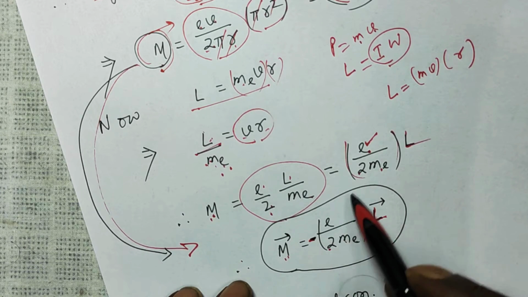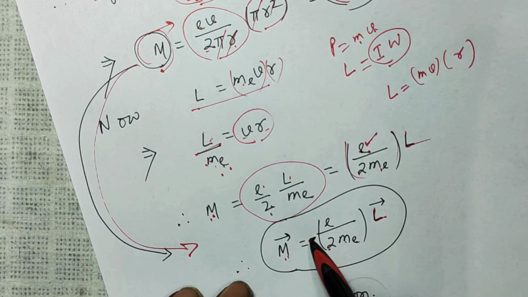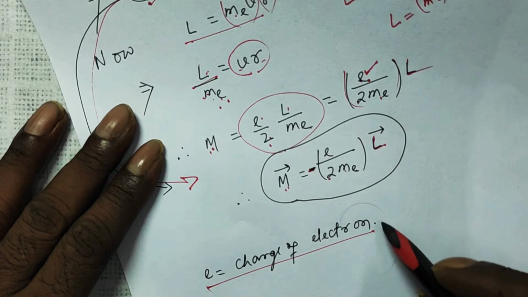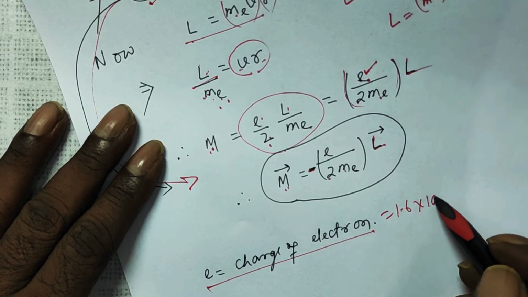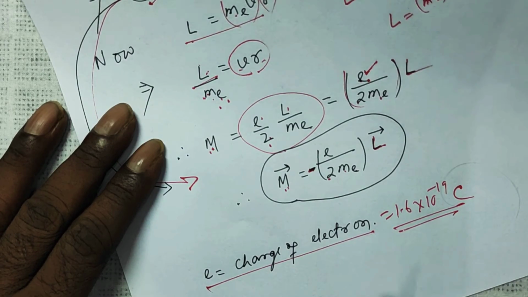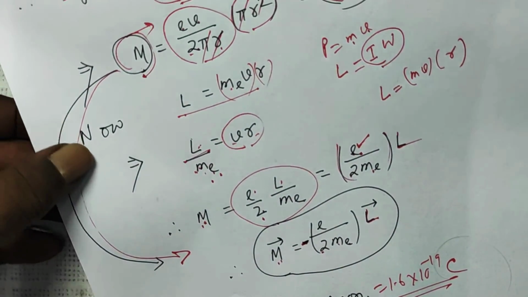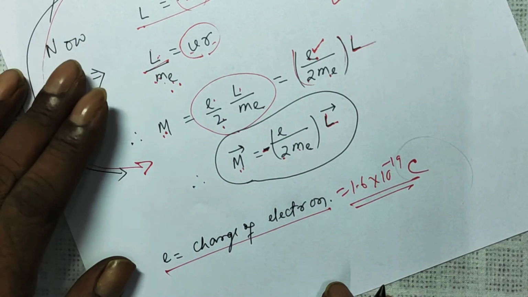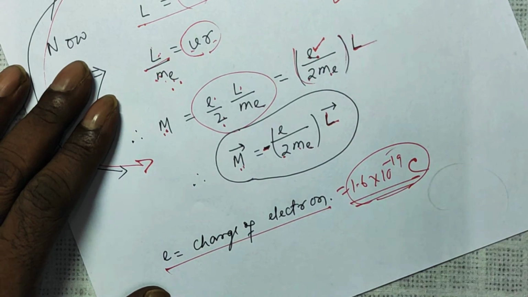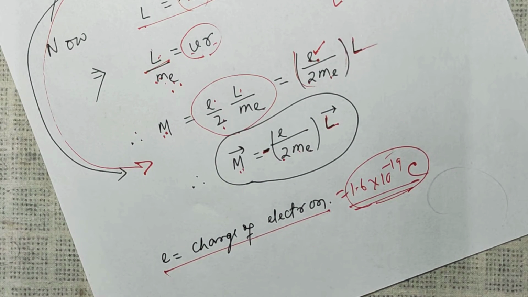I have put a negative sign because the charge of the electron is negative, where e is the charge of the electron, that is 1.6 into 10 to the power minus 19 coulomb. There is no need to remember this value, because when numericals are asked in the JEE examination, you are not required to remember these values, because the numericals are set in such a way that you get a good figure, everything gets cancelled. So let us go to the next page.